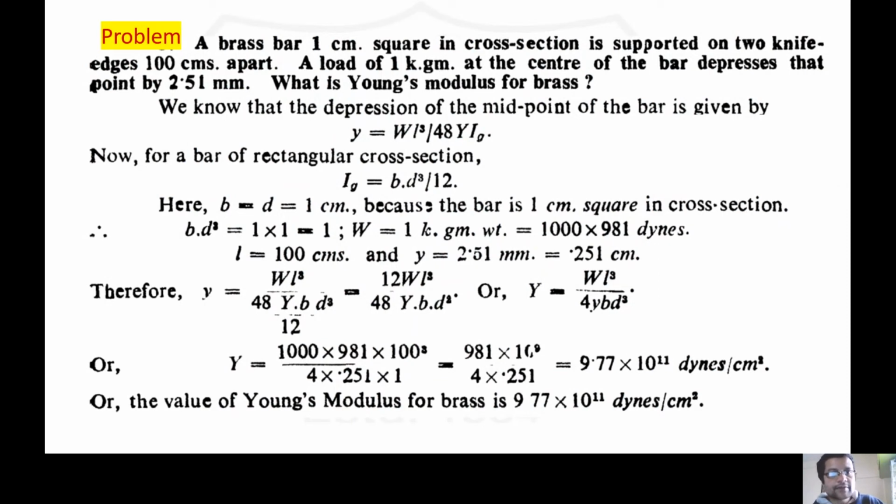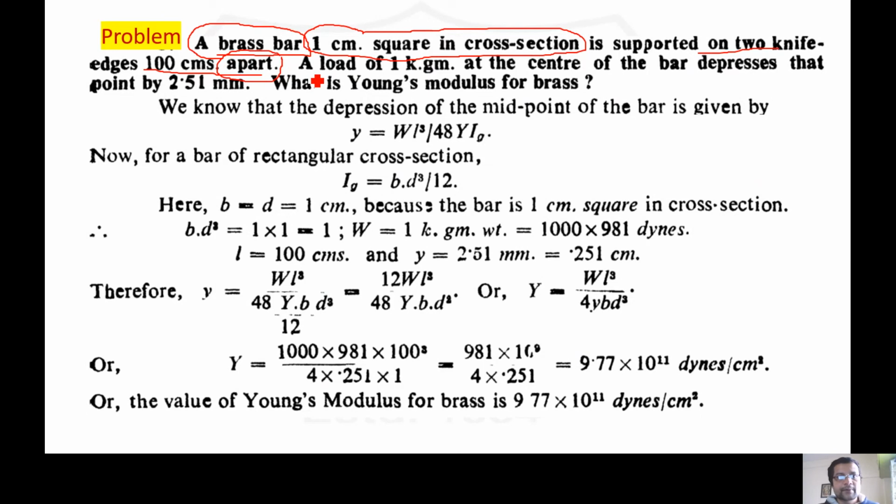You already have this reference book. This particular problem contains a brass bar, which means the bar is made of brass material, and it has 1 centimeter square cross section. So the area of cross section is given in CGS units. It is supported on two knife edges, 100 centimeters apart, the two knife edges A and B that we discussed.